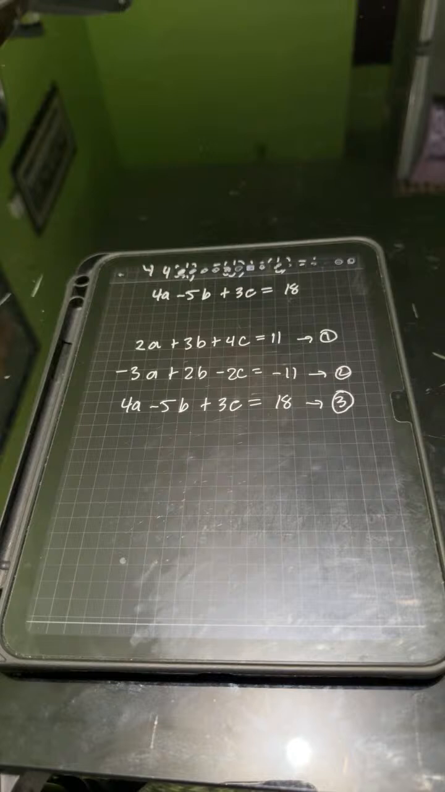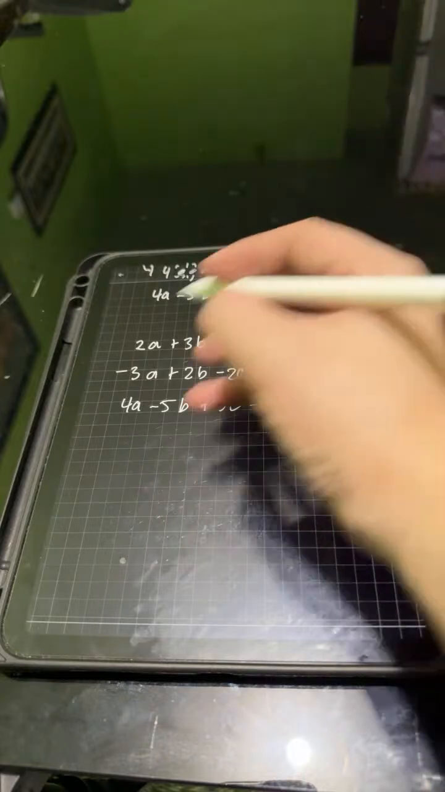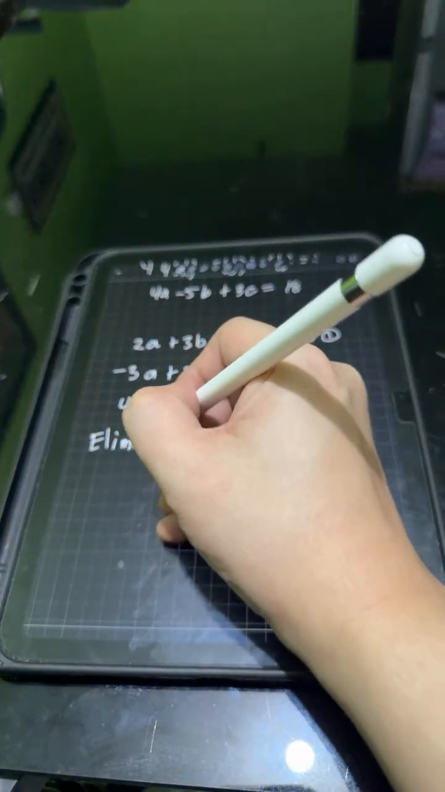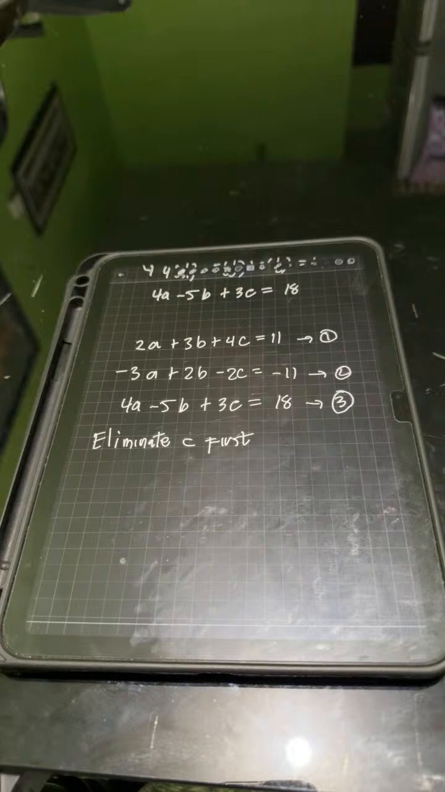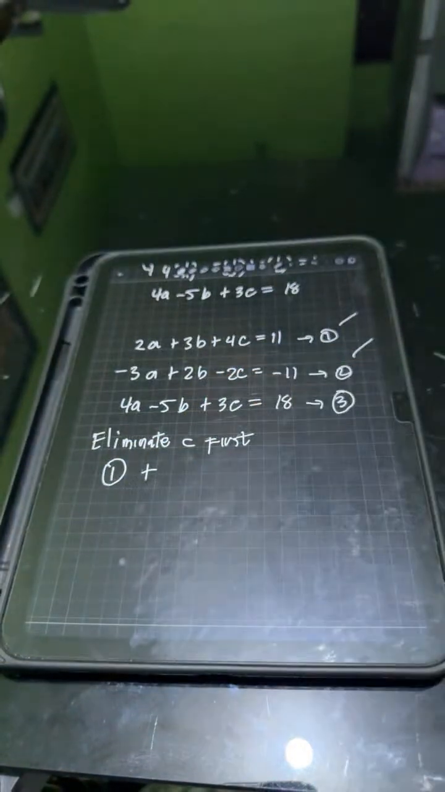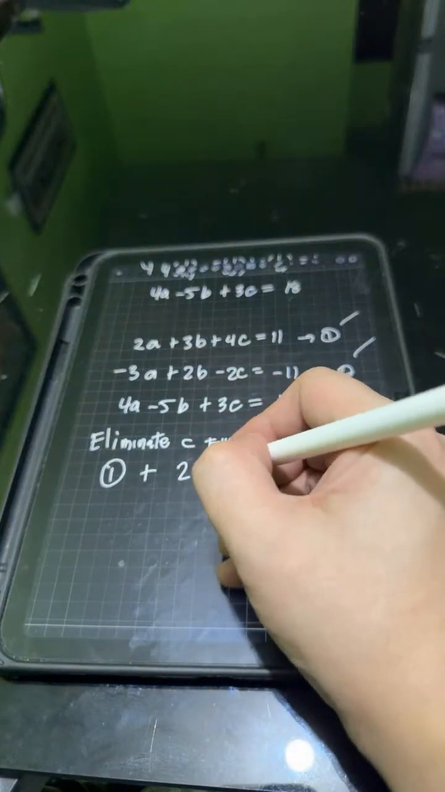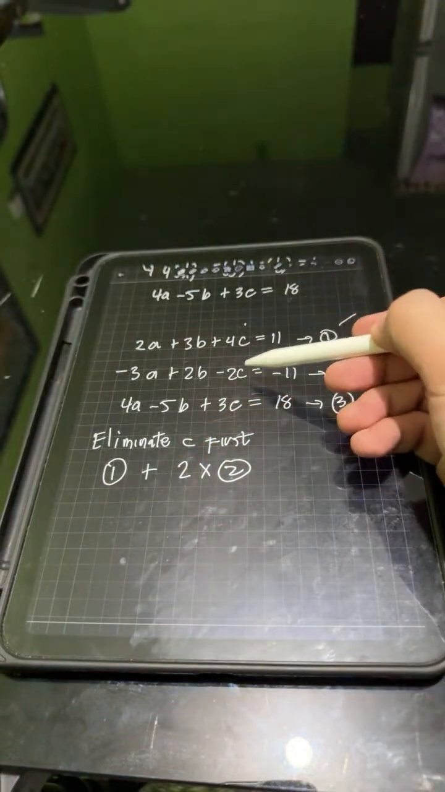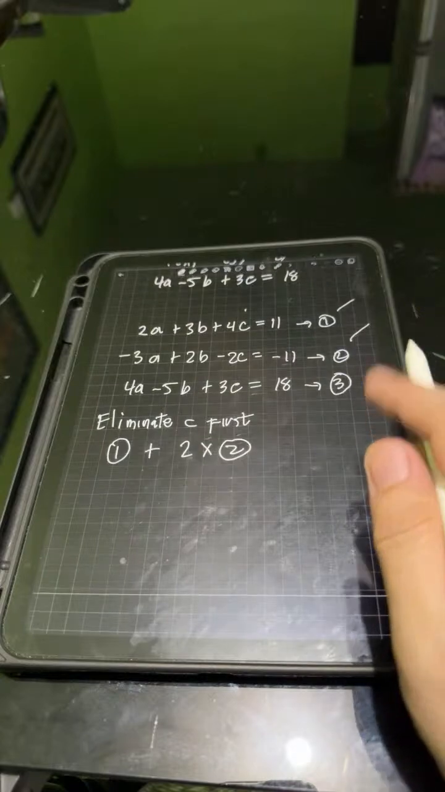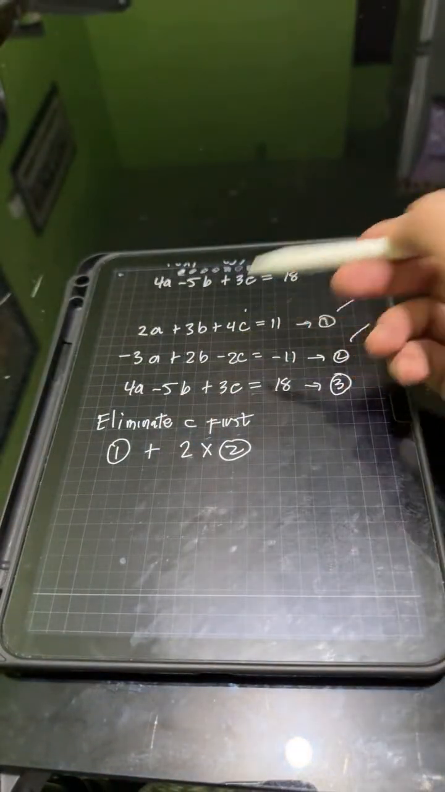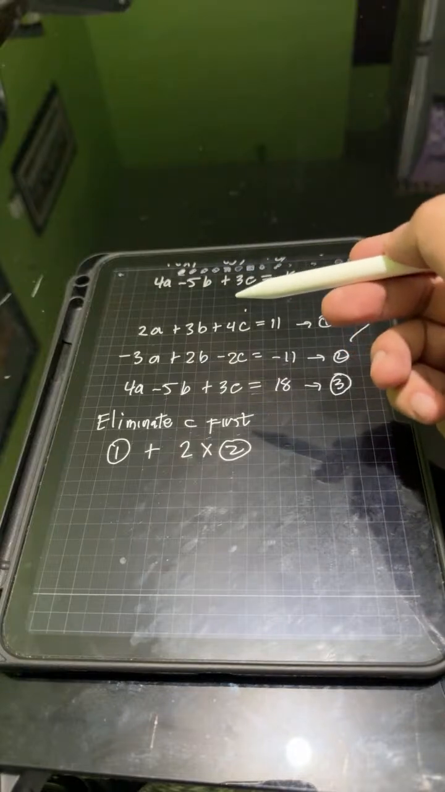Just like what we did, we try to eliminate one variable at a time. Let's eliminate c first. Using equations 1 and 2, we can add equation 1 plus 2 times equation 2 to eliminate c, so that the coefficients of c in 1 and 2 are additive inverses of each other, which are 4 and negative 4, right?